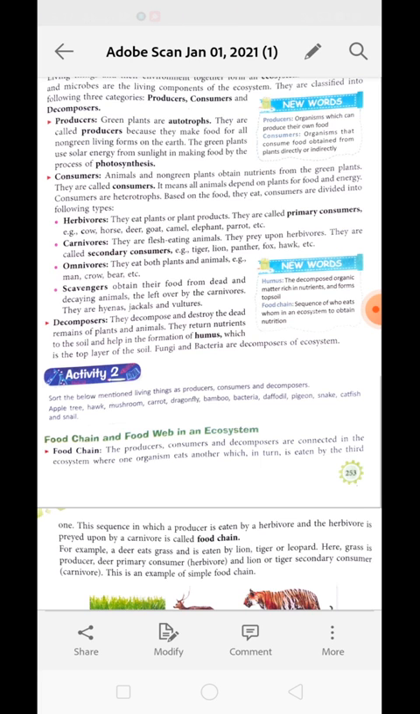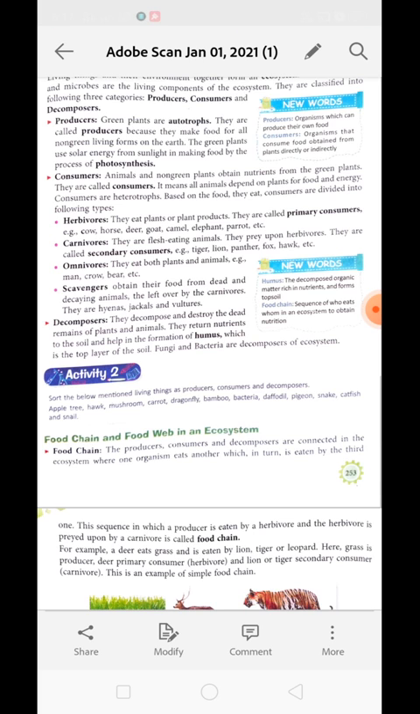Mushroom is a decomposer. Carrot is a producer. Dragonfly is a consumer. Bamboo is a producer. Bacteria is a decomposer. Daffodil is a producer. Pigeon is a consumer. Snake is a consumer. Catfish is a consumer. Snail is a consumer. Understood? In this way you can categorize them.